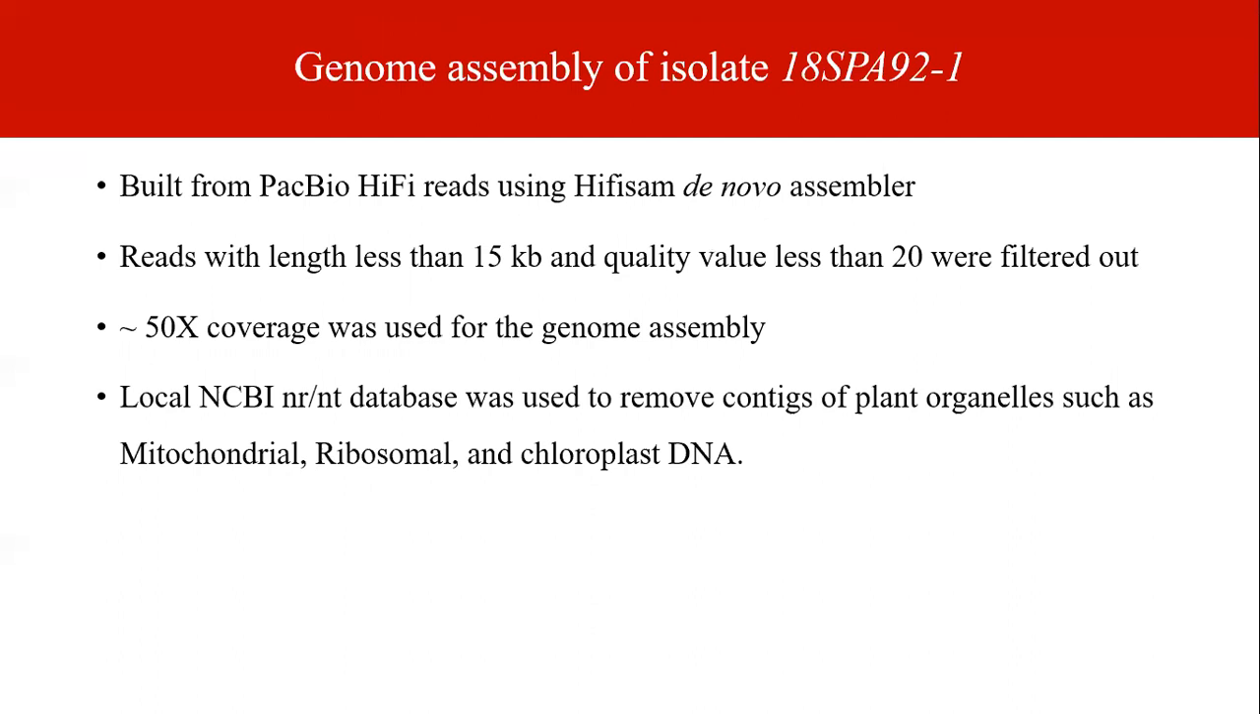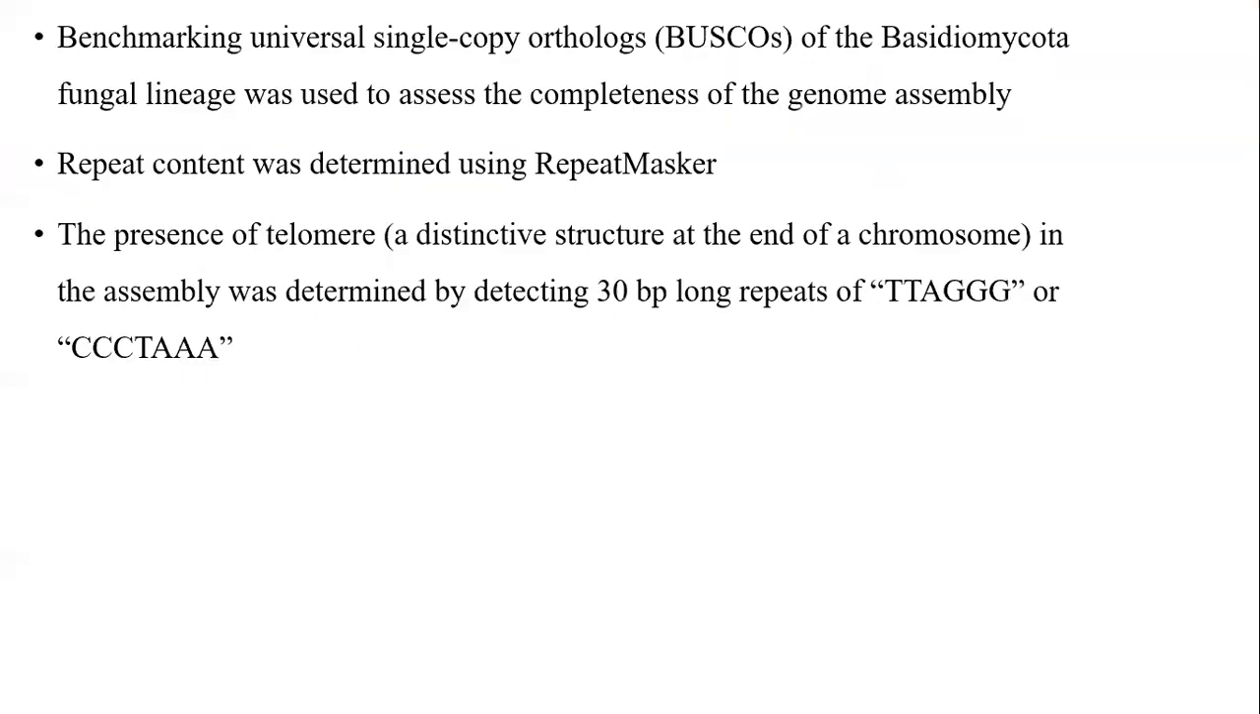Genome assembly of isolate 18SPA92-1 was built from PacBio HiFi reads using a de novo assembler. Reads with lengths less than 15 kb and quality value less than 20 were filtered out, and approximately 50x coverage was used for the genome assembly. To remove contigs of plant organelles such as mitochondrial, ribosomal, and chloroplast DNA, a local NCBI nucleotide database was used. To assess the completeness of the genome assembly, BUSCO genes were used. Repeat content and the presence of telomeres were checked.